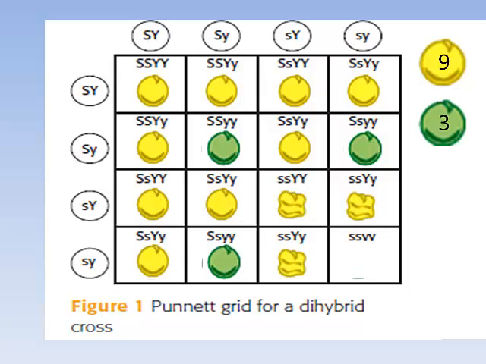We'll end up with 3 wrinkled yellow peas because we will have 3 boxes where we have 2 recessive alleles for the first trait and at least one dominant allele for the second trait, and we'll end up with 1 wrinkled green pea because we'll have 1 box where we have all 4 recessive alleles.